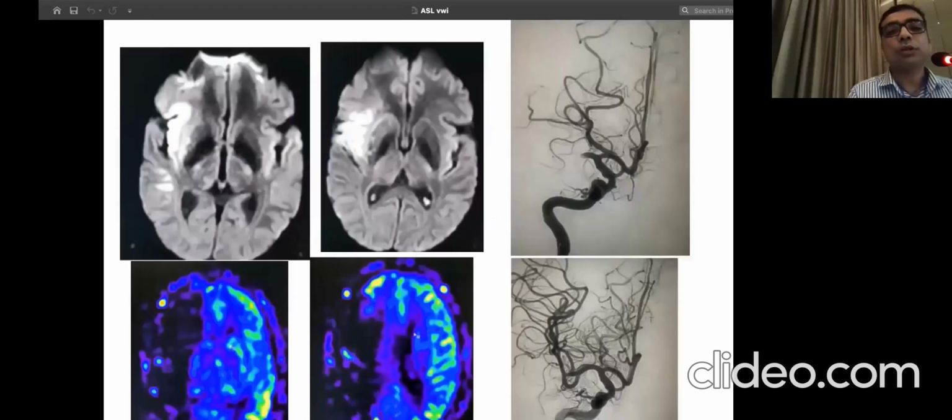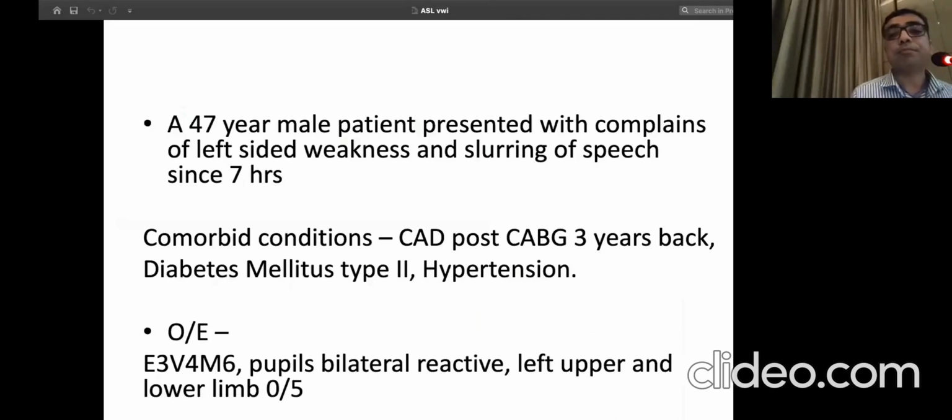Just to show a straightforward case: extended window period, left MCA evolving stroke, and this was our first case of Sophia direct aspiration, and this was the CBF map which came to us. We said, no, we have to go ahead with this. We can't leave this patient. The diffusion volume is lesser than what has been expected, even if it is overestimating in the CBF map of ASL. We went ahead, and the patient did well. Straightforward case, but life is not always like that.